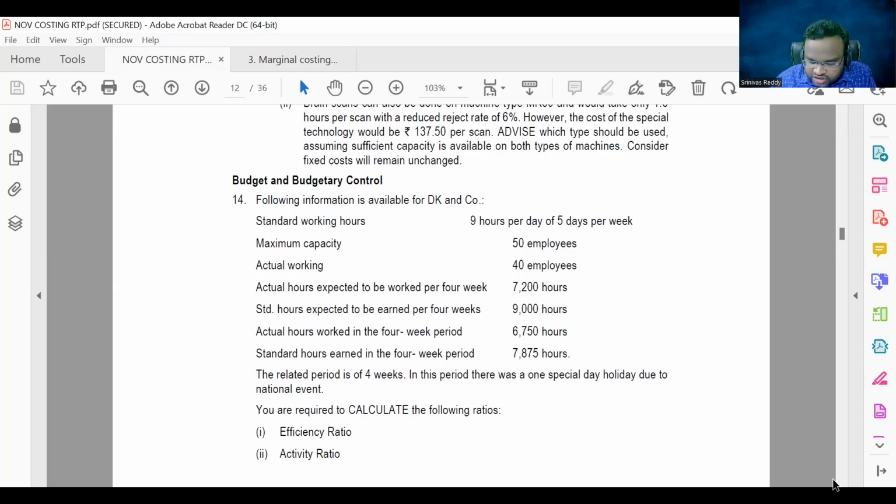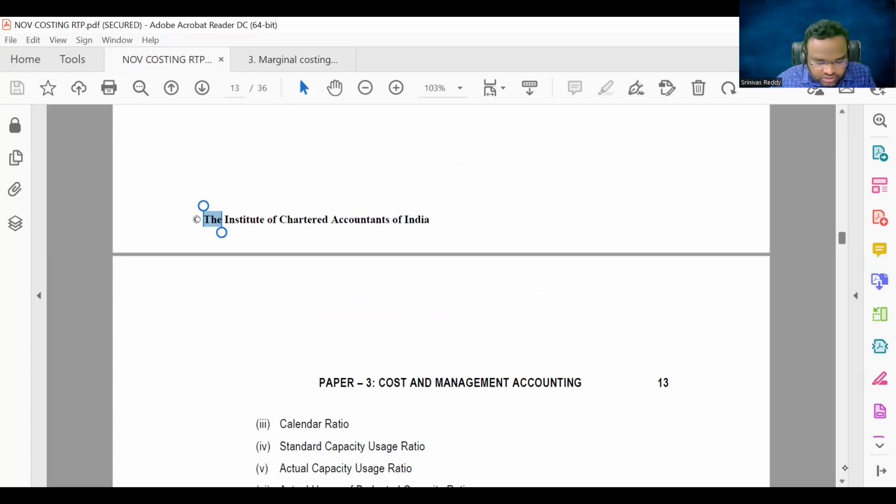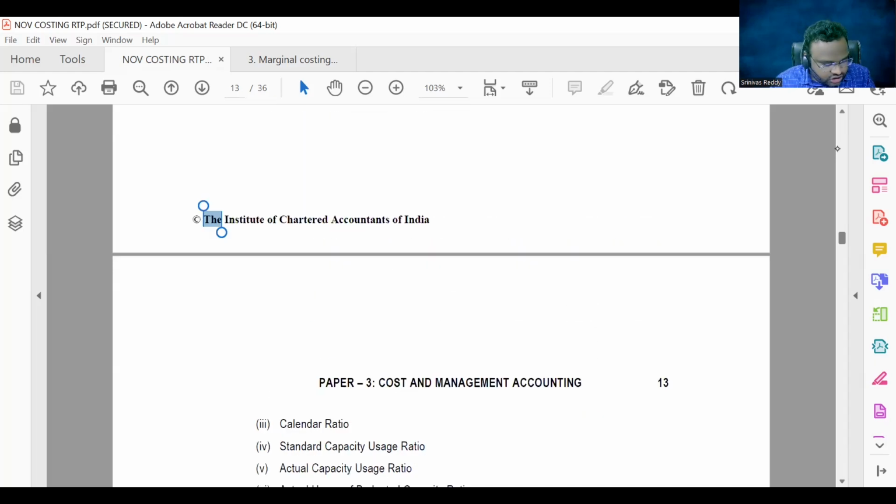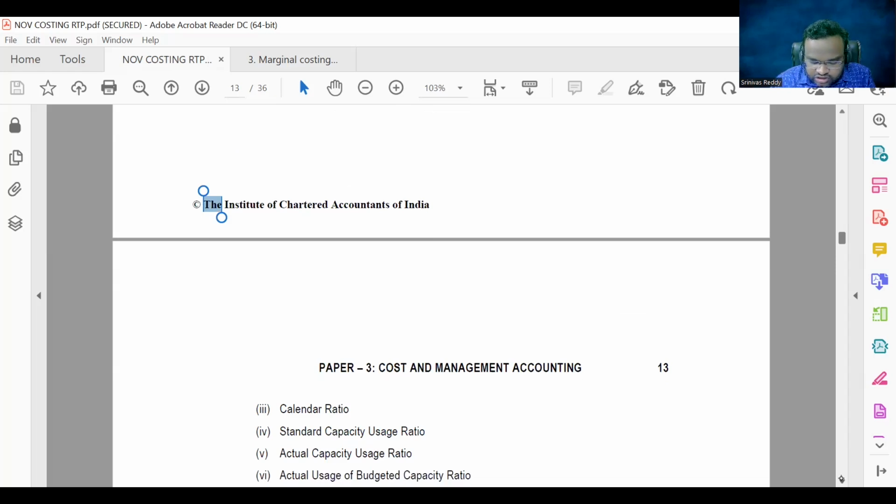Activity ratio: capacity ratio into efficiency ratio is equal to activity ratio. That also you know. Calendar ratio: available working days divided by budget days. Standard capacity usage ratio: budget hours divided by maximum possible hours during the period. Actual capacity usage ratio: actual hours worked divided by maximum possible hours during the period. Actual usage of budget capacity ratio, that is based on budget: actual hours divided by budget hours into 100.